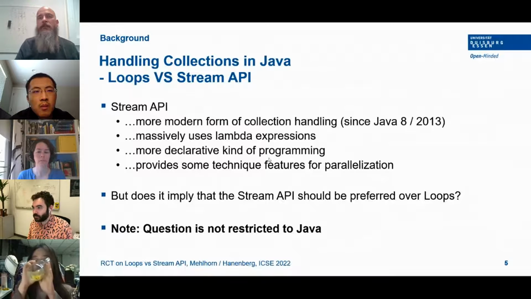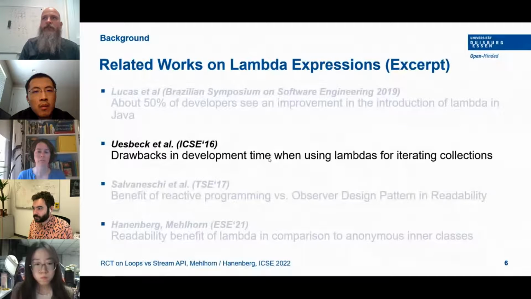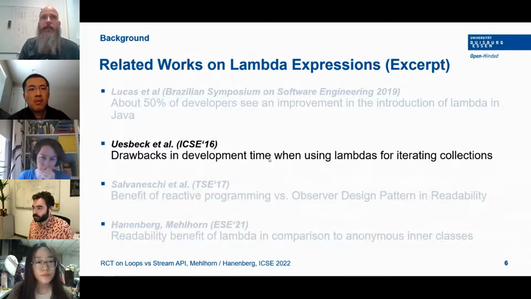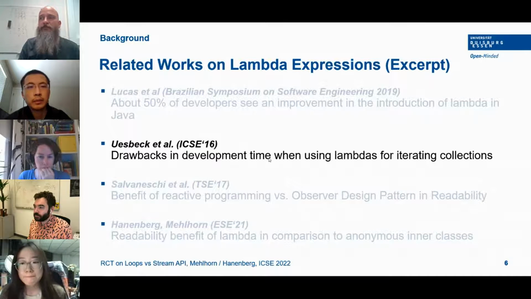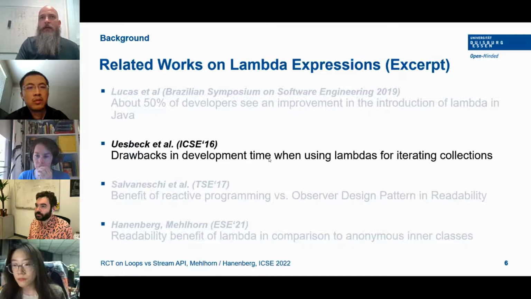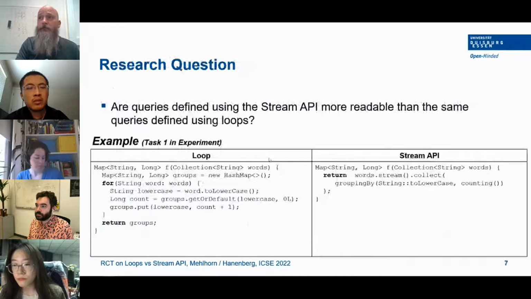Well, taking a look into the related work, you find a study from ICSE 2016, which says that people have troubles writing code that contains Lambda expressions. So it's not really natural from our perspective to have Lambdas in the code, and it's not that natural to say that the resulting code will be better or more understandable or something like that. Okay, so we ran a randomized controlled trial on that.